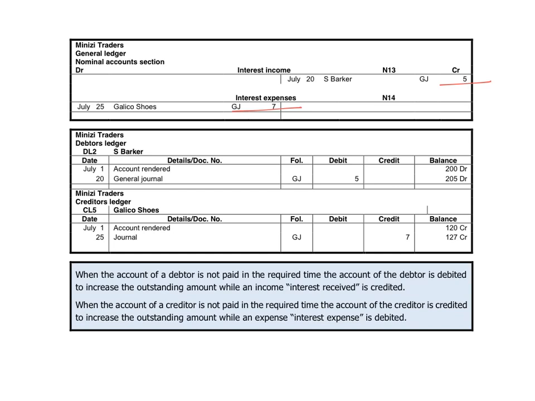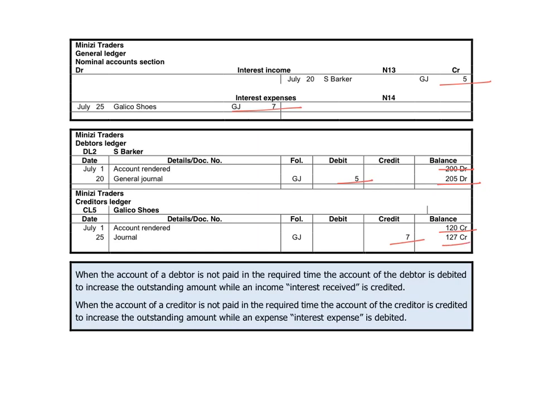If we look at the ledger accounts, we see that S. Baker, the outstanding amount was 200. We added another 5 Rand on the debit side because they didn't pay in time. So now the outstanding debt increased to 205 Rand. In the creditor's ledger, the outstanding amount was 120 Rand. We credit the account with 7 Rand because we didn't pay in time, so we owe them 127 now.